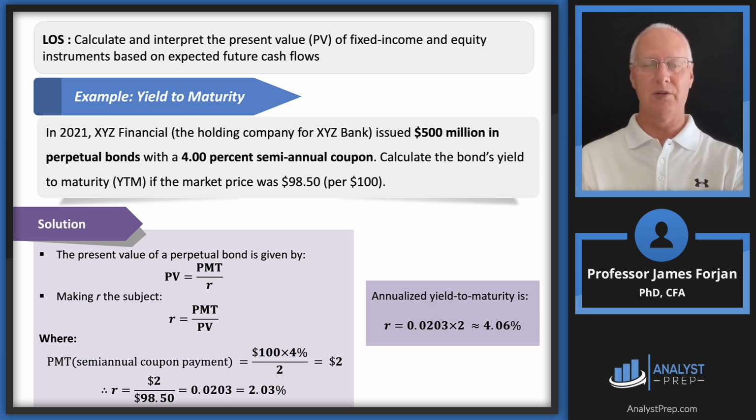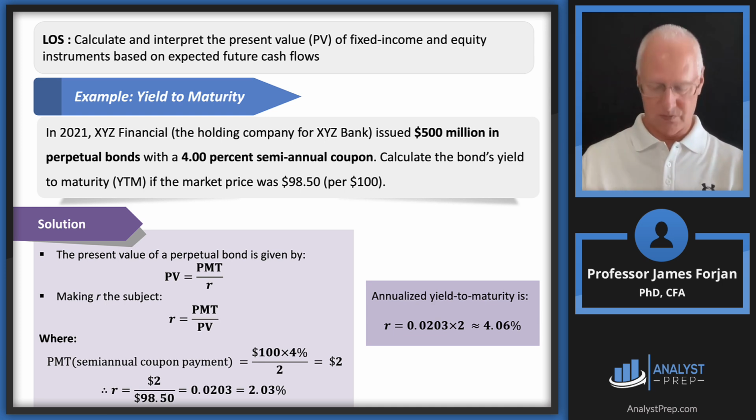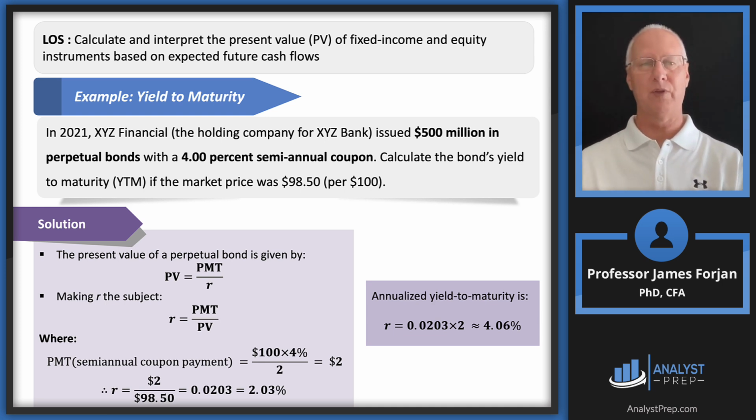So all we need to do is take the coupon payment divided by the $98.50. So skip down to the bottom. You've got the semi-annual is 2 divided by the $98.50, so that's 0.0203. But that's the semi-annual interest rate, so you have to annualize it over there in the right-hand box. So just multiply that by 2, 4.06%.